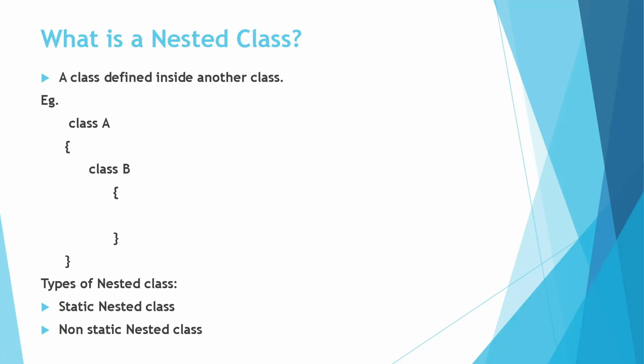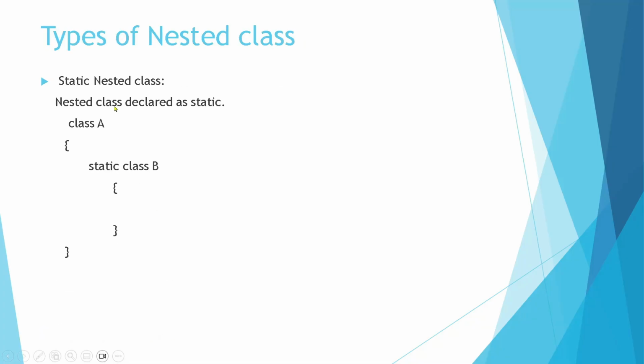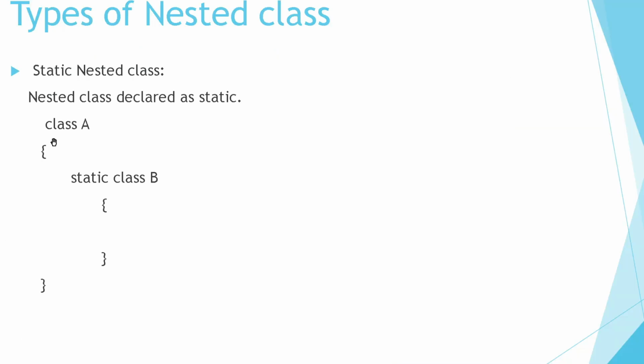For nested class, there are two types. First is static nested class, and second is non-static nested class. So now we'll see the static nested class. Here you can see the example. Class A is given, and inside that another class is given as class B. And before this class B, the static keyword is used. Okay, means this is a static nested class.